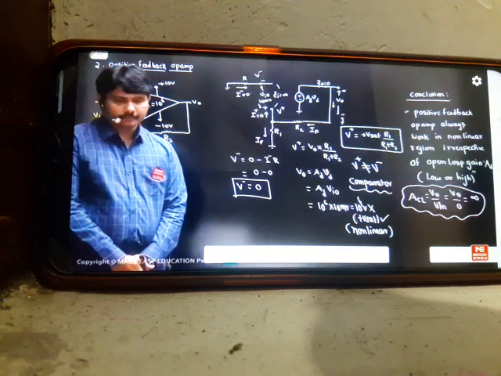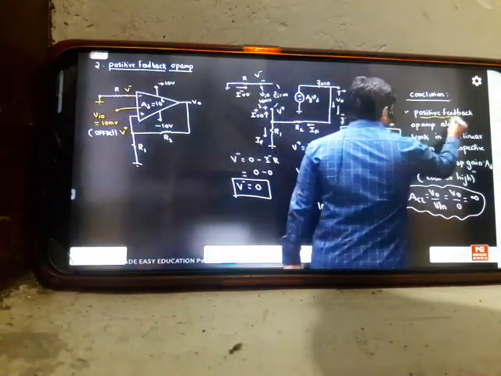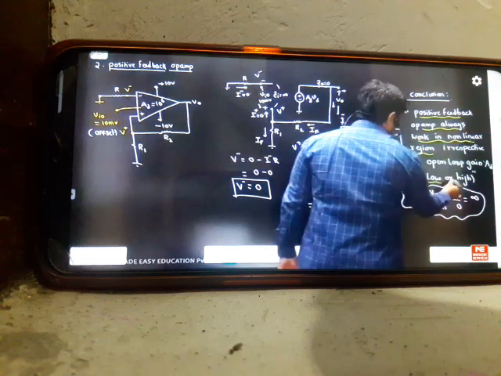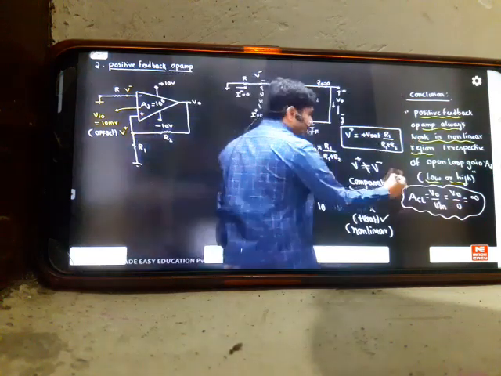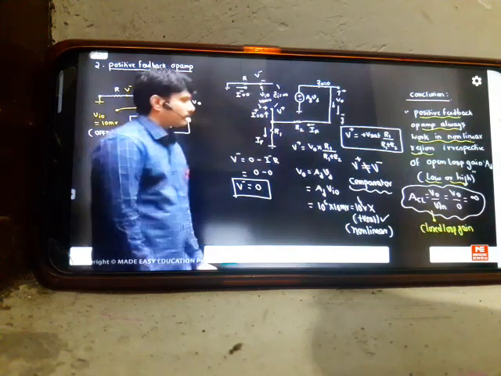I'm telling you the same thing. It may be linear, low or high. My answer will always be: positive feedback op amps always work in non-linear only. It may be low or high AD, because this is the closed loop gain, that is the open loop gain. This is the closed loop gain. The closed loop gain is close to infinite in the class. We design in such a manner that the closed loop gain will be infinite.